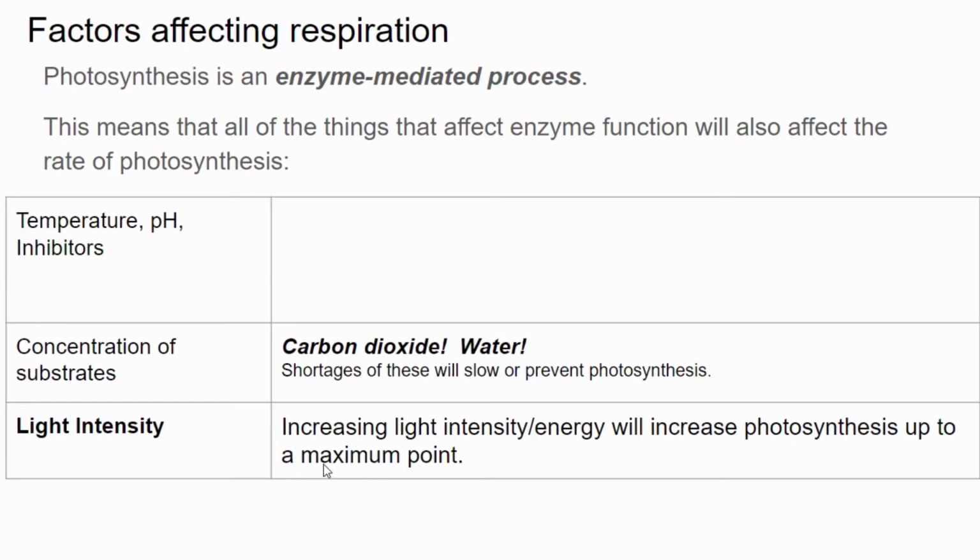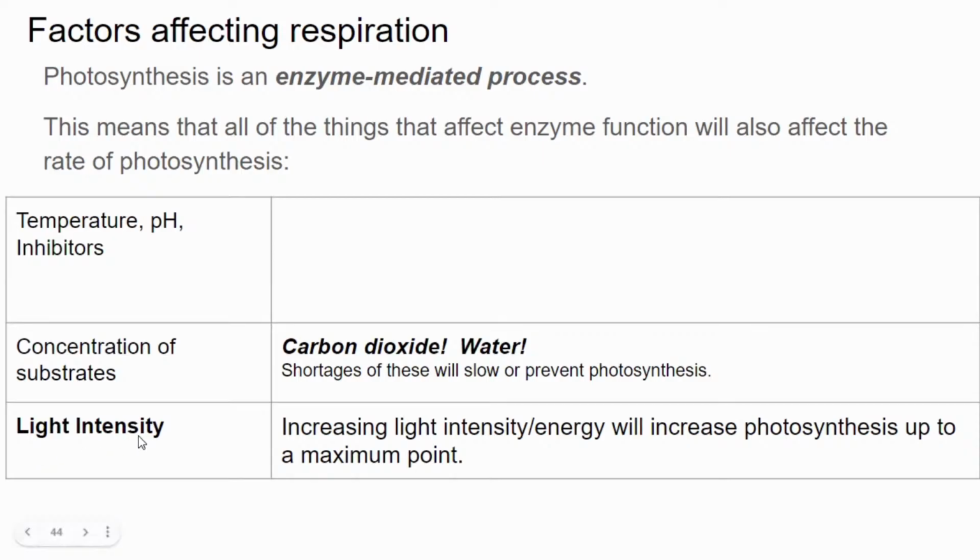More importantly is the concentration of substrates. So again, if we have a shortage of carbon dioxide, then our light-independent reaction can't proceed. If we have a shortage of water, then the light-dependent reaction can't proceed. And we see a slowing or a halt of photosynthesis as a result. Okay, so we need to have an adequate supply of both carbon dioxide and water for photosynthesis.